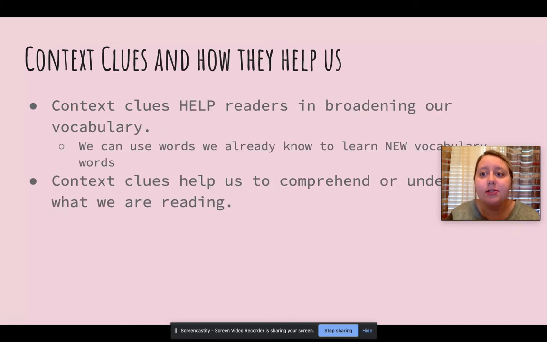So, how do context clues help us? You might be wondering, well, Miss Lowe, why do I need to know about context clues? They help us in learning new vocabulary. As growing readers, we constantly are learning new vocabulary. So, when we see a word we're not sure what it means, we can use our context clues to figure out that meaning, and then we've learned a whole new word. They also help us to comprehend or understand what we're reading. It's really difficult to understand what we're reading if we do not know what a word means. So context clues help us in understanding what we are reading.